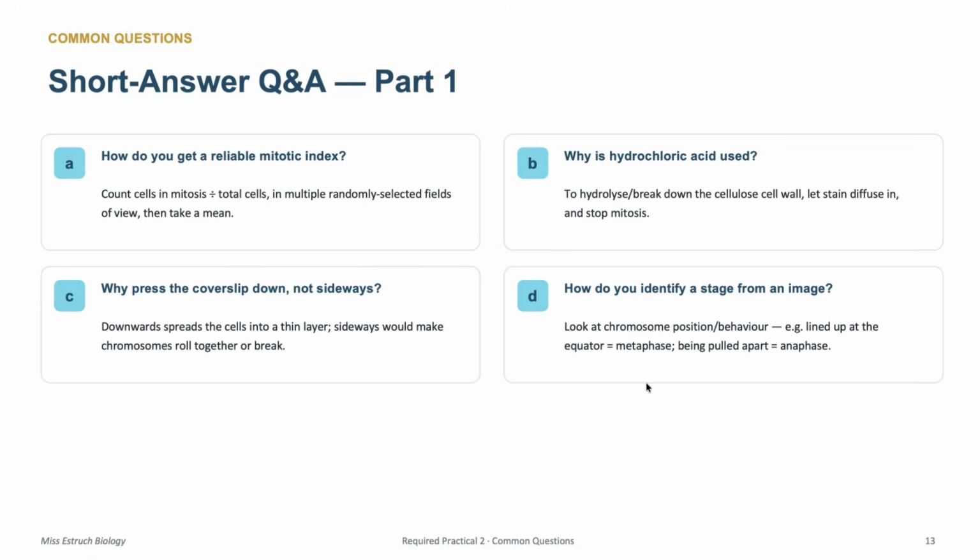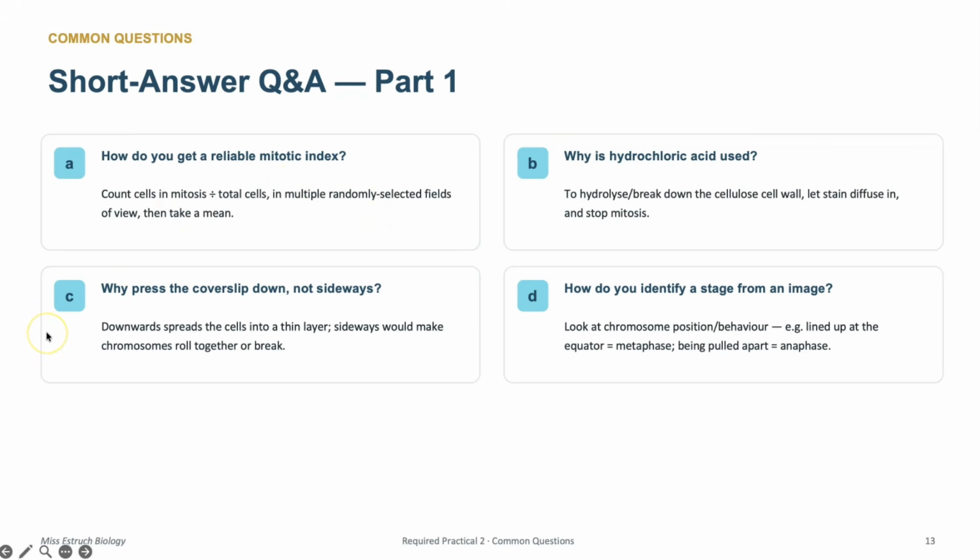So finally, some short answer exam questions. How do you get a reliable mitotic index? This comes up a lot. Now, if they haven't already told you the formula, then there'll be a mark for that. So the number of cells in mitosis divided by the total number of cells. But the reliable element is the fact that we should have multiple fields of view and then work out an average. And we should be randomly selecting those fields of view.